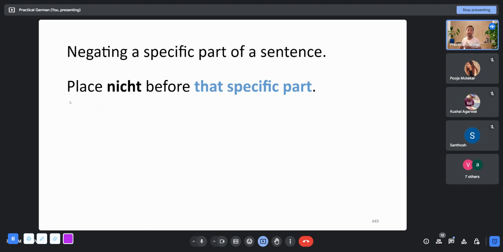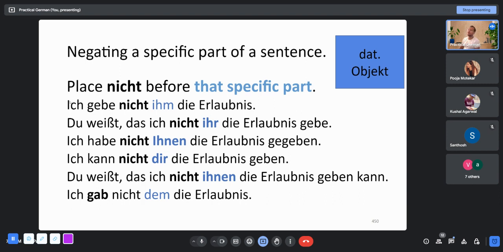So we looked at how to negate a specific part of a sentence when that specific part is an adjective. What else can be a specific part? That specific part can be the dative object. A sentence can have an accusative object. It can also have a dative object. Just a simple explanation: the accusative object is the object which is getting directly influenced by the verb. The indirect, dative object is the object which is getting indirectly influenced by the verb.